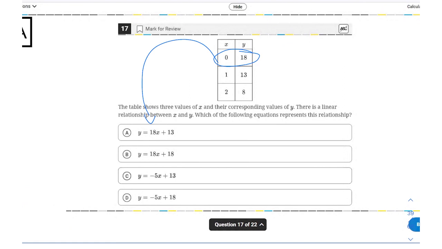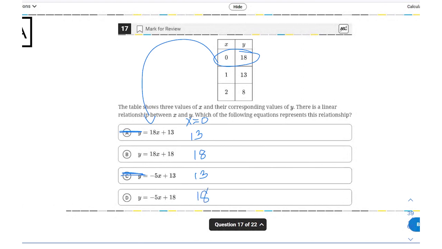If we plug in a 0 for x, we should get 18 for y. All right, let's see how we do with these answer choices. Here, if I plug in a 0 for x, I get y equals 13. Well, that's not correct. It was supposed to be 18. When I plug in 0 for x on B, I get 18 for y. That's okay. That one checks out. If I plug in 0 for x on C, I get another 13 there. That's not it. If I plug in 0 for x on D, I get 18 again there.